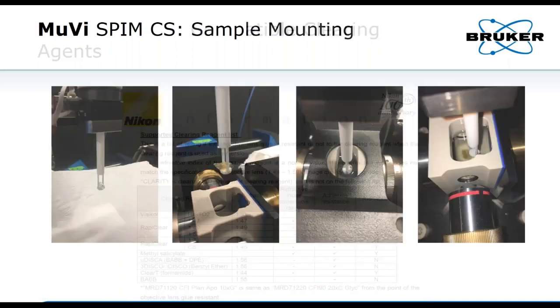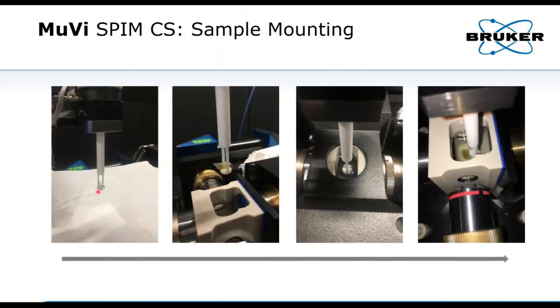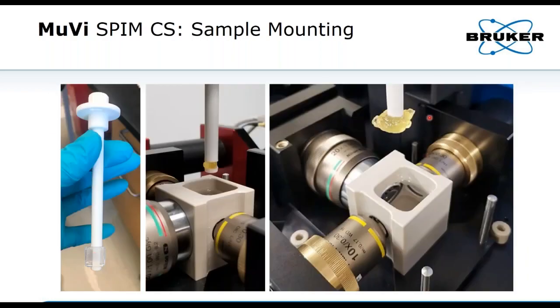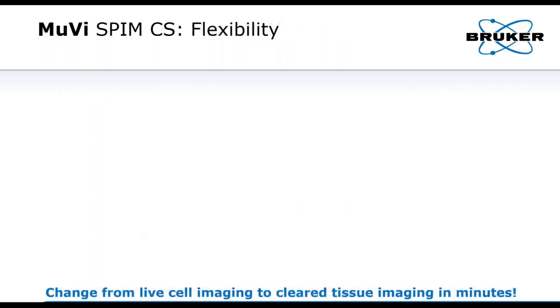Sample mounting is from above, as said, and we are very flexible there. We provide basically an interface for a flexible geometry of sample holders. We offer 3D printed sample holders. We offer also files so that you can design your own sample holders. You can just put your sample, like this little mouse brain here, on this little platform. We also support hook mounting, skewer mounting, hanging, or cuvette mounting. This is another example of objects that were then basically squeezed in between.